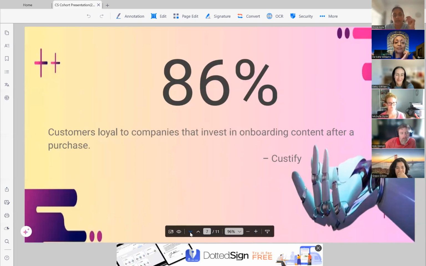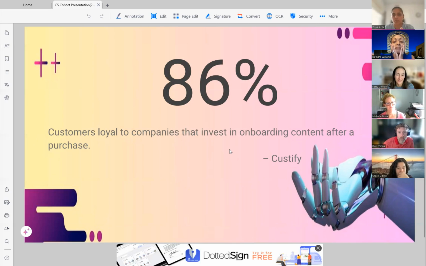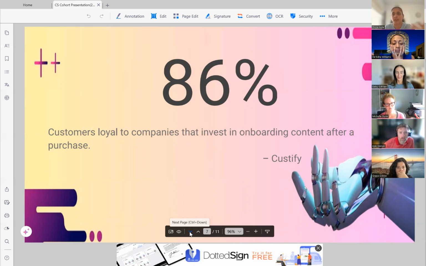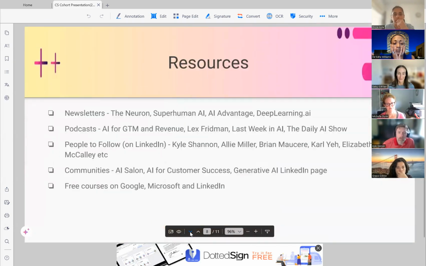So just very quickly, this was just a cool quote that I saw through Custify: 6% of the companies that invest in onboarding content after purchase remain loyal. That's pretty huge, right? So again, onboarding is super important. And within onboarding, even before adoption, there's customer data, but it's not sensitive data. So again, another area in customer success where you could probably do a lot of automation and use of AI is probably onboarding.